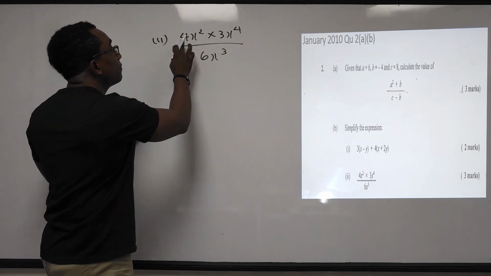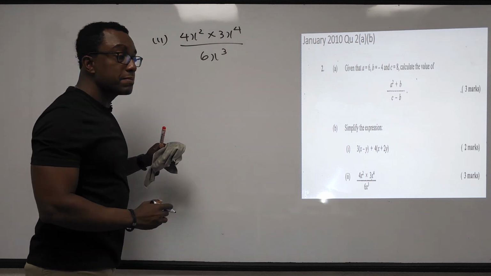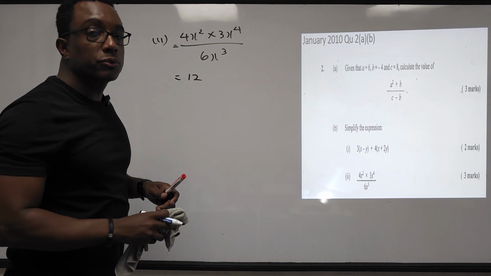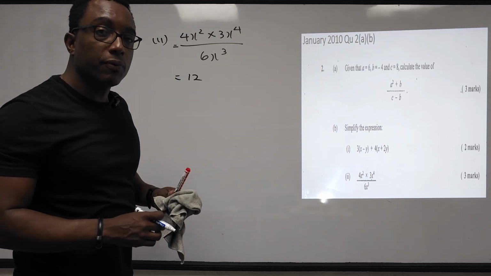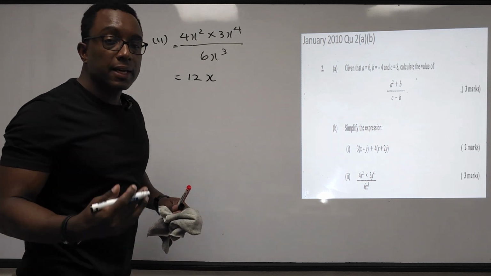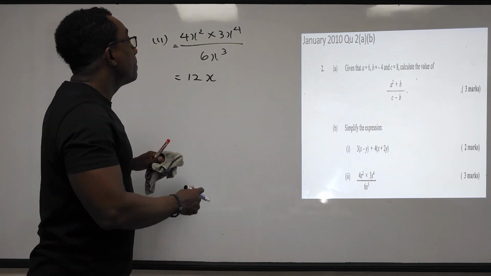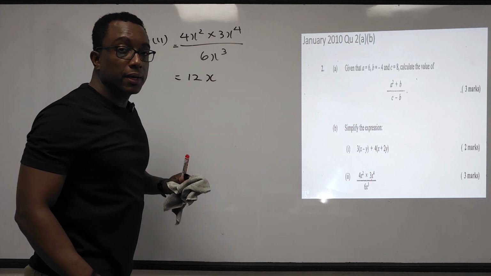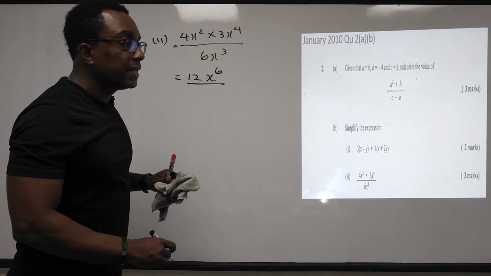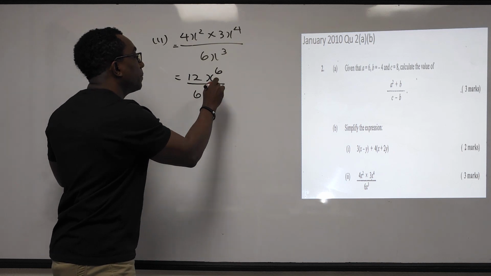So this will be 4 by 3, which are coefficients. We can multiply them to give us 12. But x to the power 2 multiplied by x to the power 4, once we have the same variable or base when multiplying, we maintain that variable or base, but the powers we must add. 2 plus 4 will give us 6. And that will be divided by 6x to the power 3.